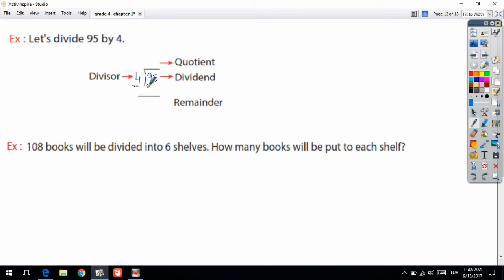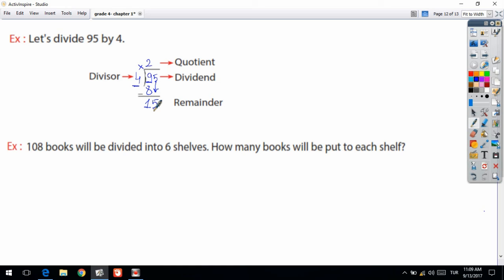Now to get the solution, I will ask the greatest place. How many 4s we have in 9? 4 times 1, 4. 4 times 2, 8. 4 times 3, 12. Stop there. Your answer cannot be bigger than the number in that biggest place. So I need to write here 2, and then let's continue, multiply 2 times 4 is equal to 8. Let's continue to subtract. 9 minus 8 is equal to 1. So what is next? 9 bring down.